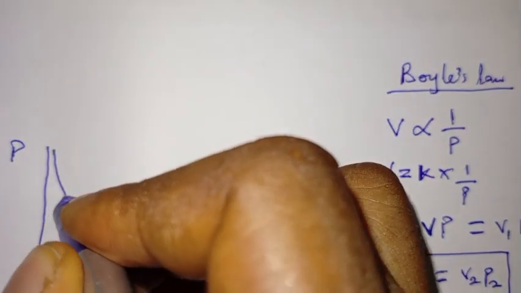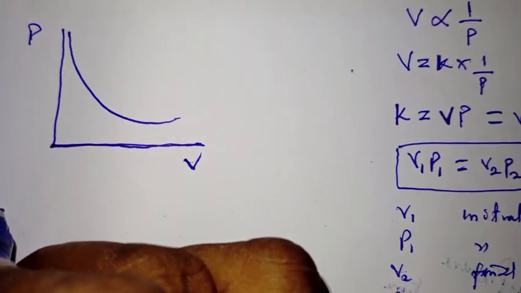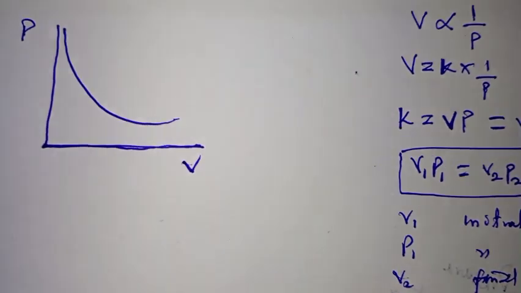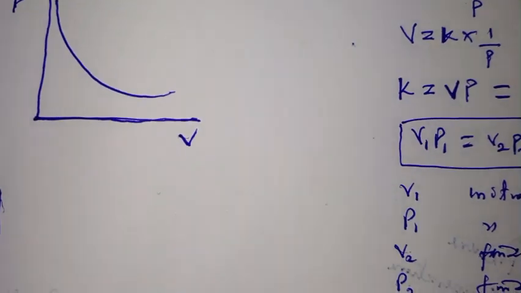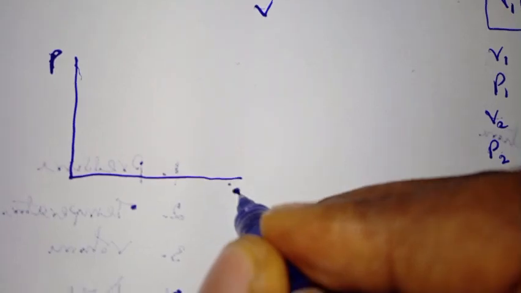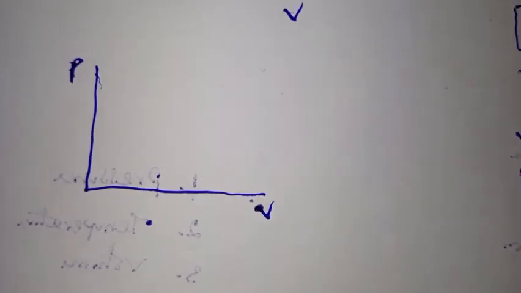So the graph can go this way, or you place P here, you place V here. Now remember, since V and P are inversely proportional, we can call that a decreasing function. On that note, the graph can go this way. Can you see that? So these are some ways, or better still, you can present the graph in this format as well.